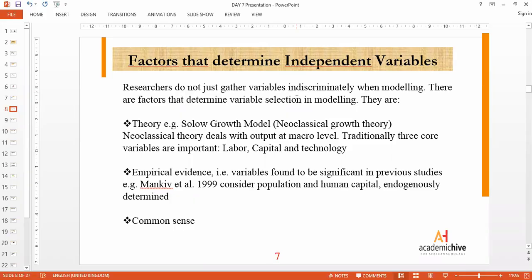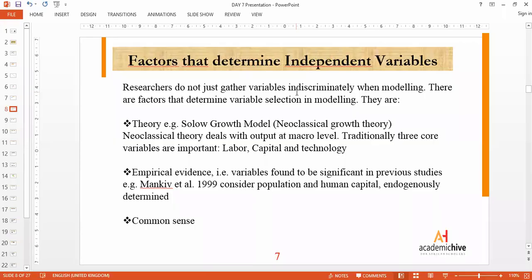That's what I can use now to measure. I can say, okay, my work is focusing on the effect of labor or the effect of capital on something, or the effect of technology on something, because my theory is the Solow growth model.